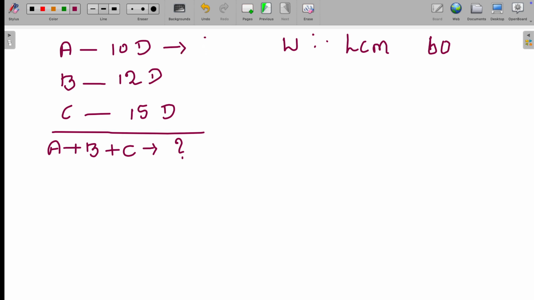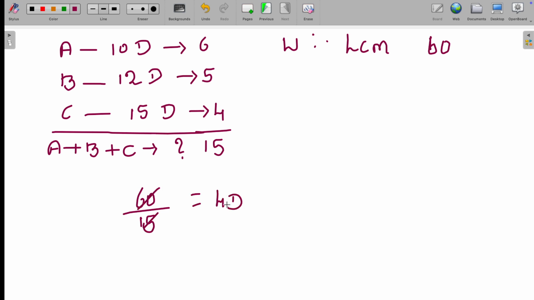60 divided by 10 is 6. 60 divided by 12 is 5. 60 divided by 15 is 4. Now A can do 6 parts of work in one day, B can do 5 parts, C can do 4 parts, which means 6 plus 5 is 11, 11 plus 4 is 15 parts of work A plus B plus C can complete. Now to finish 60 parts of the work, if they do 15 parts every day, how many days will they take? 4 days, that's right. So your answer will be 4 days.